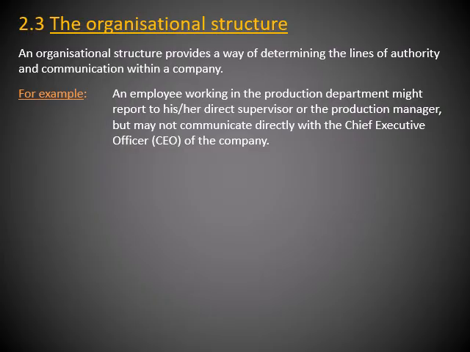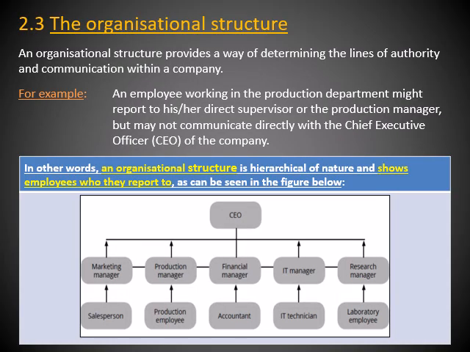But that same non-managerial employee may not communicate directly with the CEO or Chief Executive Officer of the company. And that's how the lines of authority, or lines of communication, actually work within a company. So on your screen there, I've got what's called an organizational structure. If you read there with me in that table, we can say that an organizational structure is a hierarchical structure of nature and shows employees who they report to, as can be seen in the figure below.